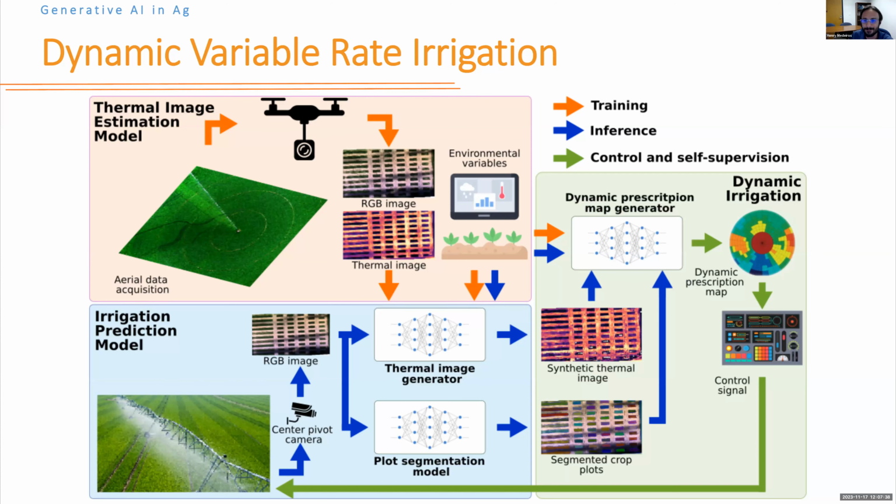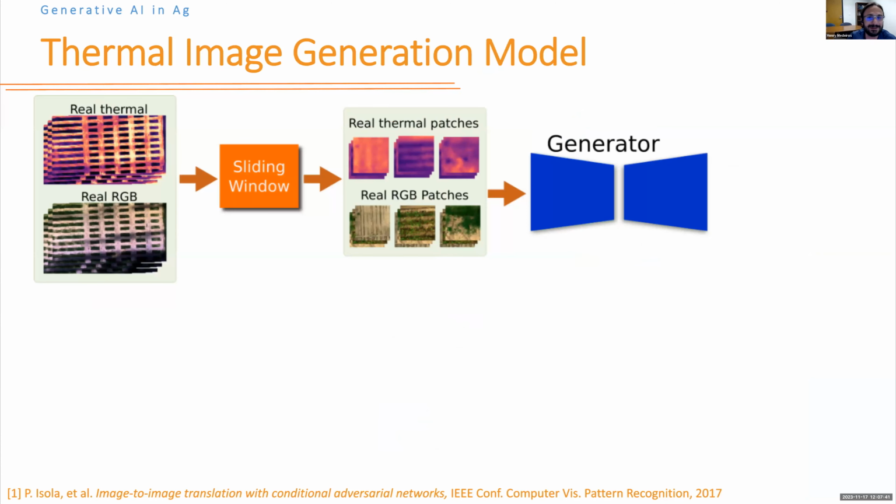Today I want to focus on the thermal image generation model, which is the first part of our proposed system, which is meant to take pairs of RGB and thermal images that were collected by a UAV. And one thing to keep in mind is that, other than flying the UAV and collecting the data, there's really no manual annotation needed here, right? So those data are intrinsically aligned by the data collection procedure itself.